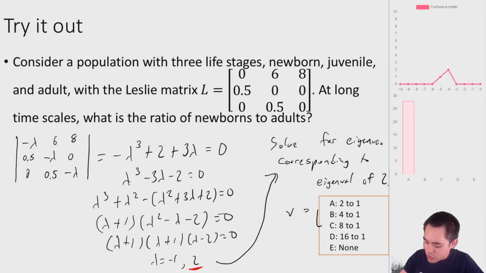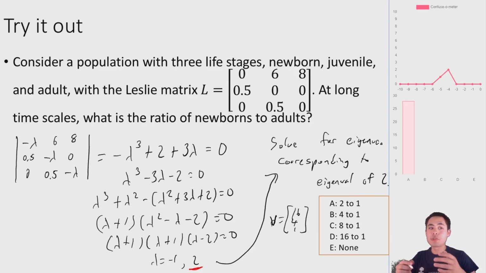You find this eigenvector, and when you solve that eigenvector, you know the long time scale population ratios and population growth. And so at long time scales, the ratio of newborns to adults is 16 to 1. Because when you use these eigenvectors, you can get the long time scale behavior.